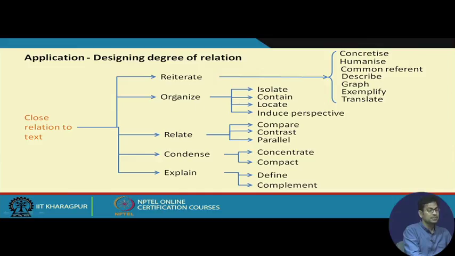Let us look at when you are trying to organize things. So, organization wise, it could be isolated, it could be contained. You are trying to show what is being contained, you are trying to locate something, you are trying to induce some perspective. So, in these kind of situations, it is the organization that plays a major role, and then it is a relationship. It compares, contrasts, there is a parallel relationship, things like that. Then you condense, you concretize things, you make things compact. There you are condensing and explaining, you are defining something, or you are complementing something.